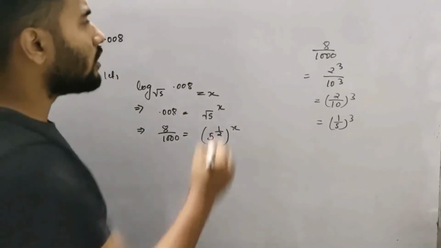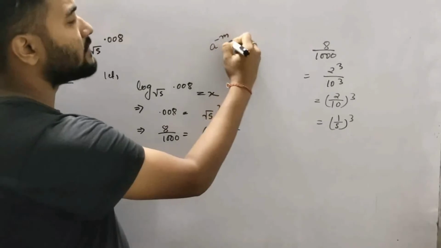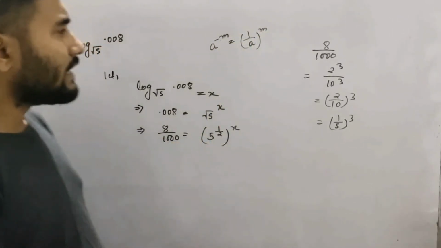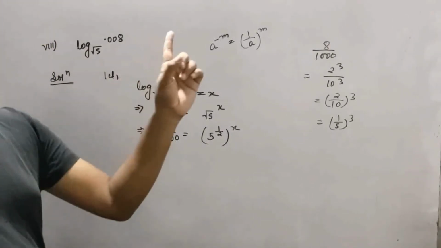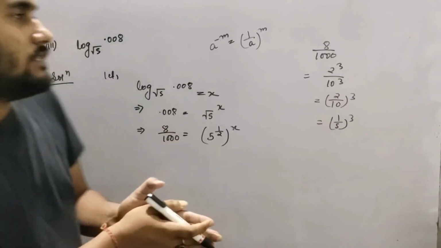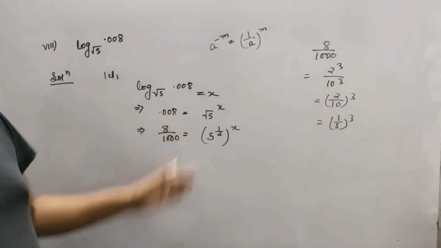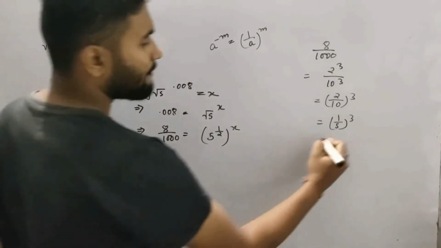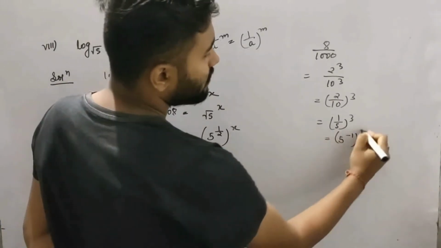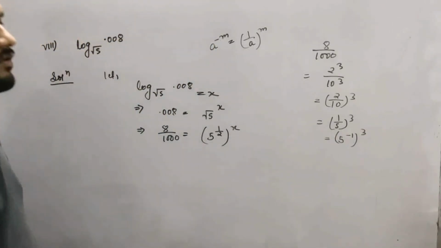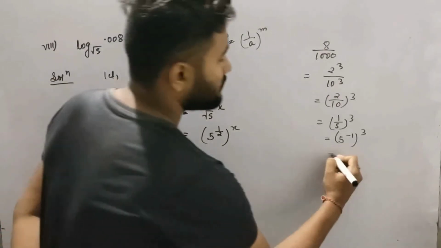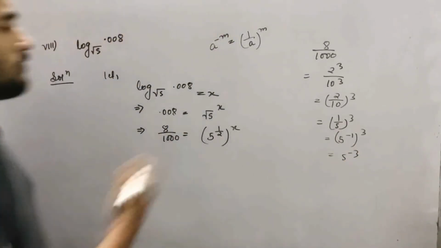One index law you have got: a to the power minus m is equal to 1 by a to the power m. In the last video I said that if you reciprocal the base, your power sign will change. Over here the base is 5, so if I reciprocal this, what will happen? 5 to the power minus 1 to the power 3, that means 5 to the power minus 3. We have got this one.